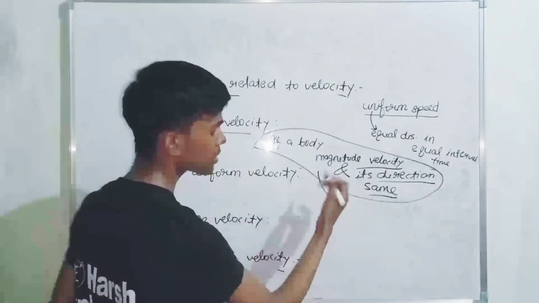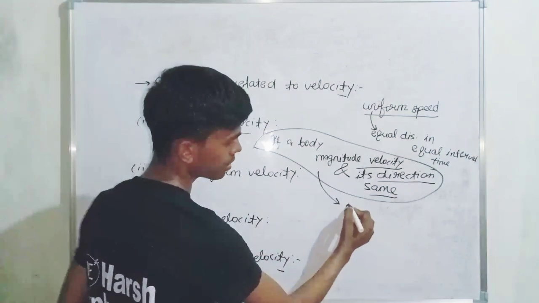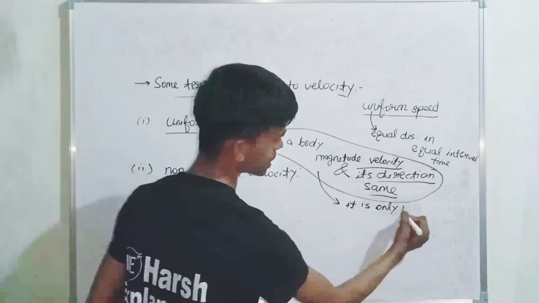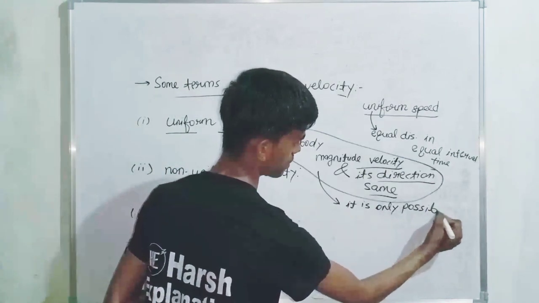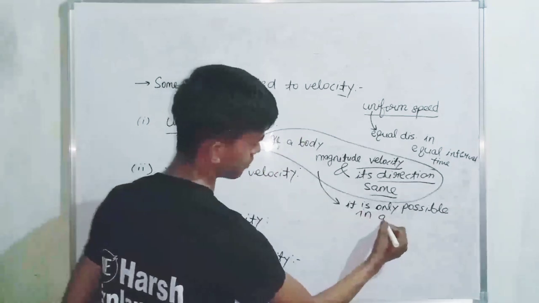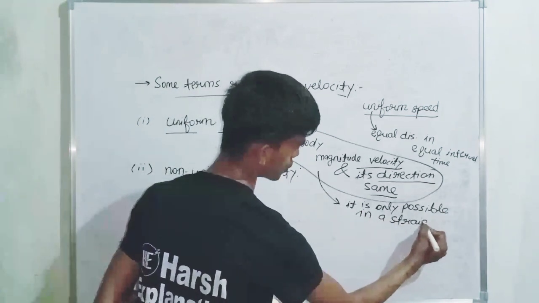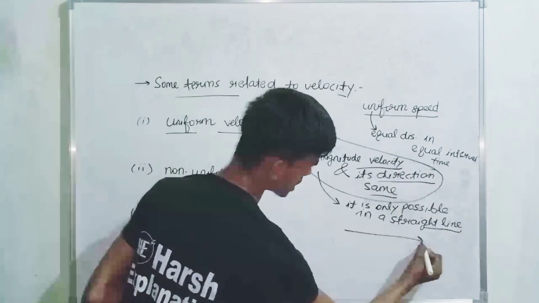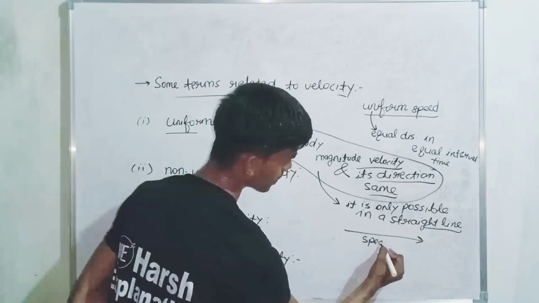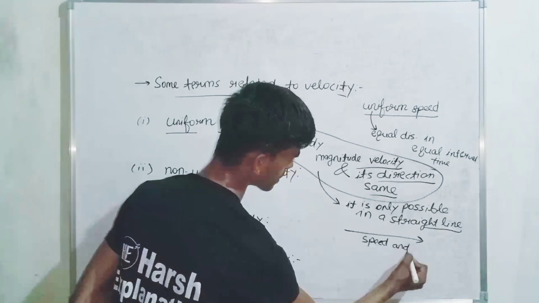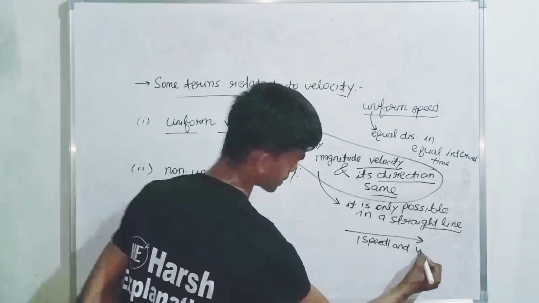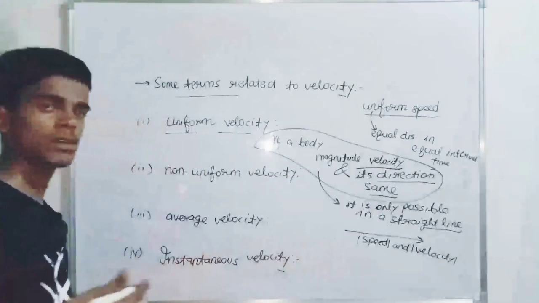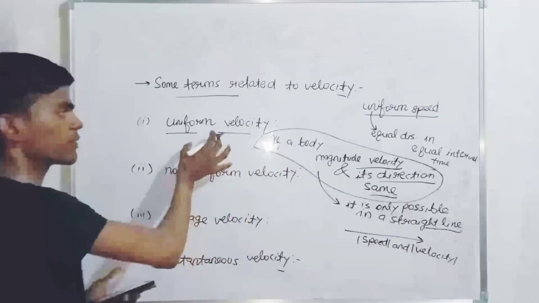And it is said that this is only possible in motion in a straight line, because we know that if a body is traveling in a straight line, then the magnitude of its speed will be the same as the magnitude of velocity, because speed is already a magnitude. So in this way we can relate uniform velocity.